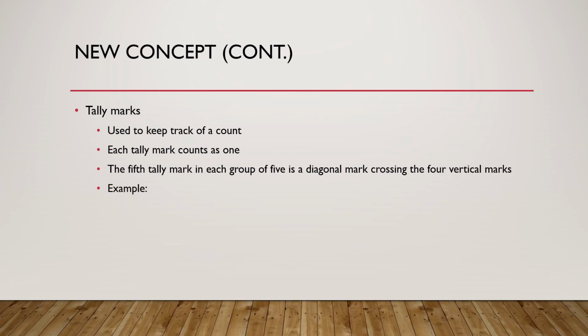So say you were counting the students in our classroom. We have 13 students, so each student is going to get a little vertical mark. So we would go 1, 2, 3, 4, and when we get to 5, we make a diagonal. So that's 5, 6, 7, 8, 9, 10, 11, 12, 13. So this is how you show the number 13 with tally marks.